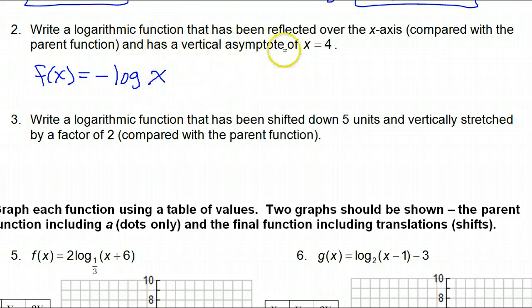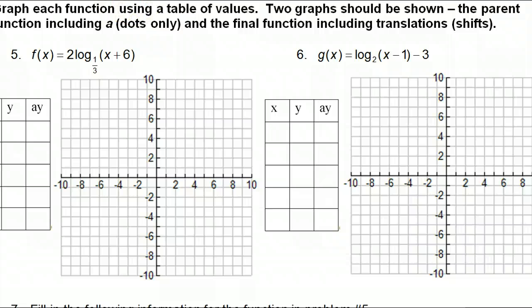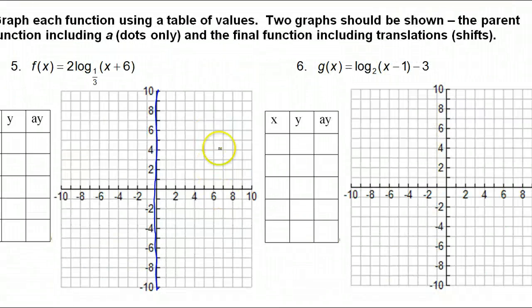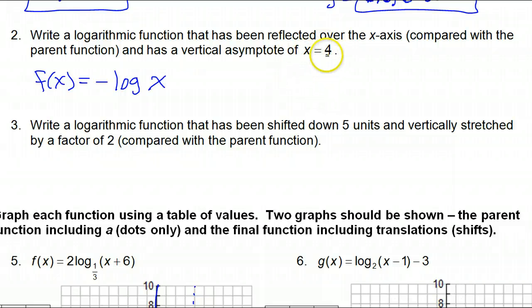And then if it's going to have a vertical asymptote of x equals 4, now look guys, we know that usually the asymptote is right here, okay, on the y-axis. So if suddenly we're having the asymptote that's at, what did it say, x equals 4? Okay, that means the asymptote is over here. All right, that means that asymptote has moved 4 spaces to the right. That means the whole graph must be moving to the right.